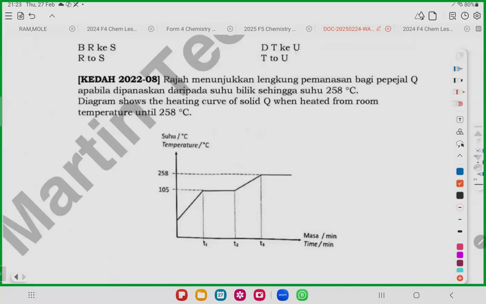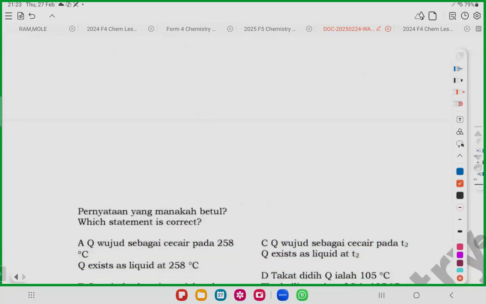Yep. So this is a heating curve. This one has two staircases. So you know already, two staircases. The first one is melting. The second one is boiling. Am I right? So you have melting and boiling. Okay. So make sure you know two staircases. The first one is melting. The second one is boiling. So they ask which one is correct.